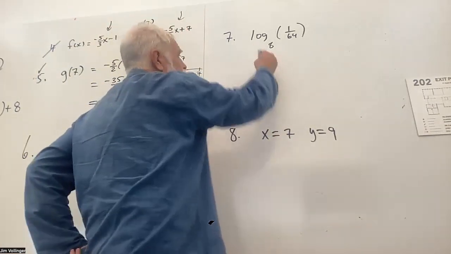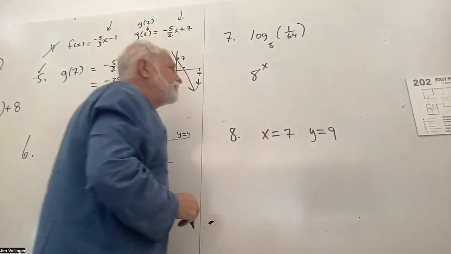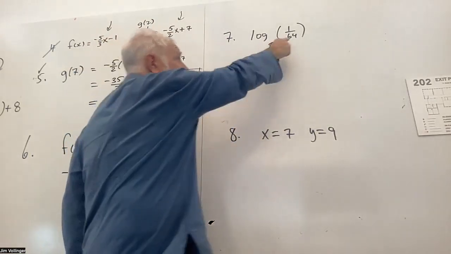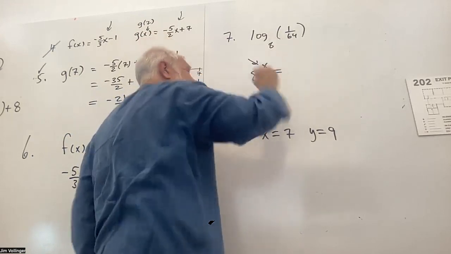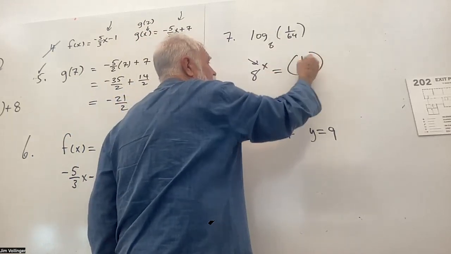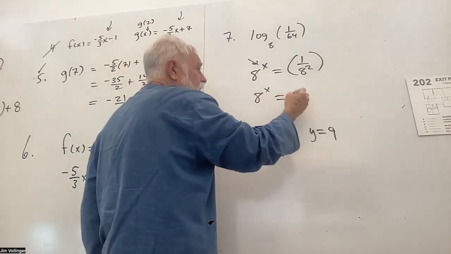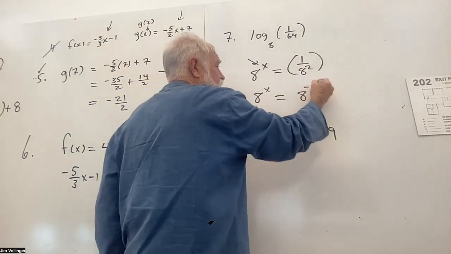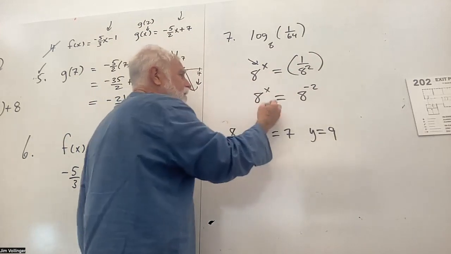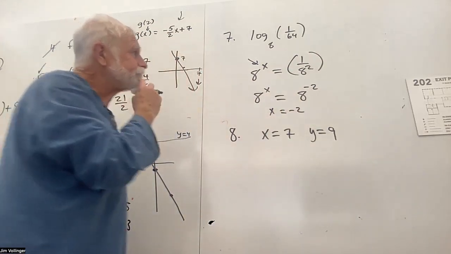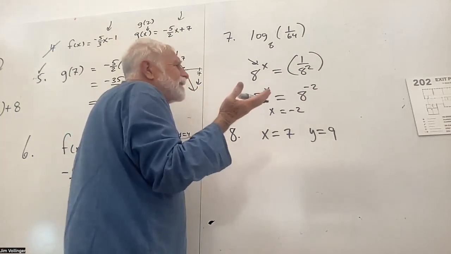So log base 8, that means I'm looking for an exponent on top of 8 that gives this parentheses. And I know that parentheses can be written as 1 over 8 squared. And I know that can be written as 8 to the -2. I got a feeling x is -2. Nothing else I can say about that.